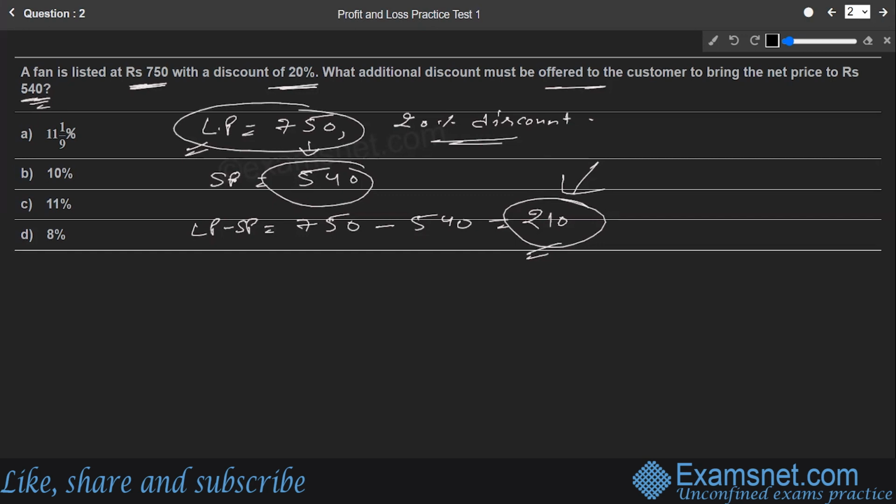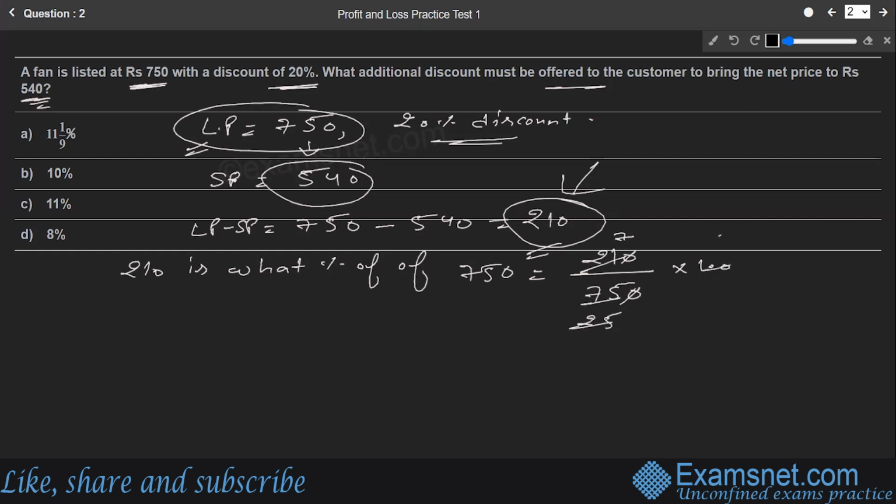So for that we need to find out 210 is what percent of the list price, that is 750. We are supposed to find this so that we can understand overall how much percent discount has been given up. For that we can use 210 divided by 750 into 100. We can easily cut down the numbers. 3 7s are 21 and 3 25s are 75. 25 cuts 100 by 4, so it comes out to be 28%. So the overall discount 210 is 28% of the list price. So the ultimate discount the customer should get is 28%.